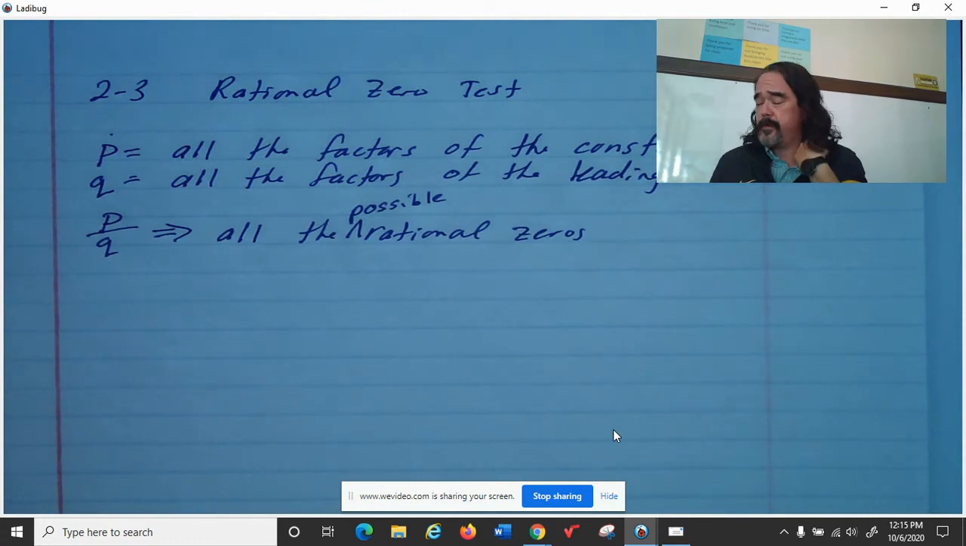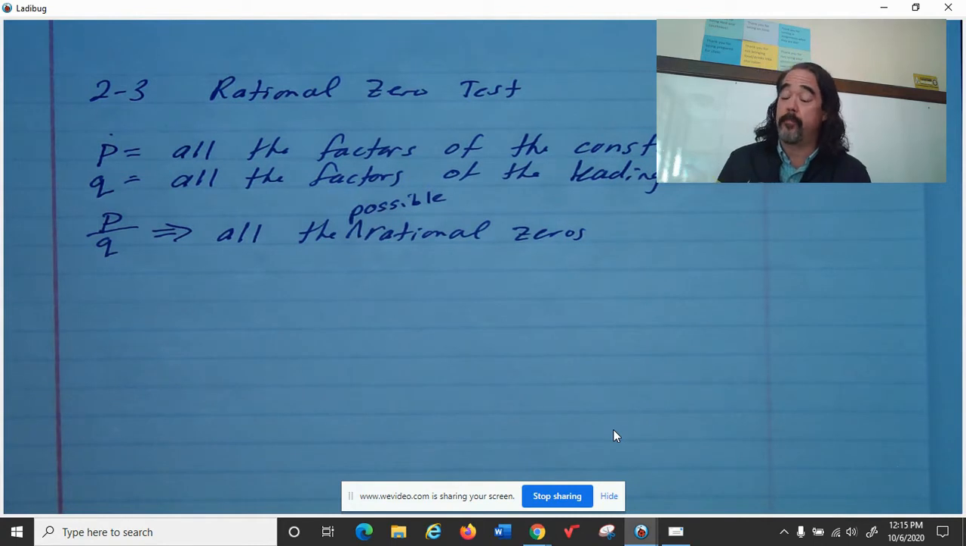So P over Q does not give me all of the rational zeros. It will give me a list that I can choose from. And whatever rational zeros I have, it will come from that list. All of them will probably not be a rational zero.